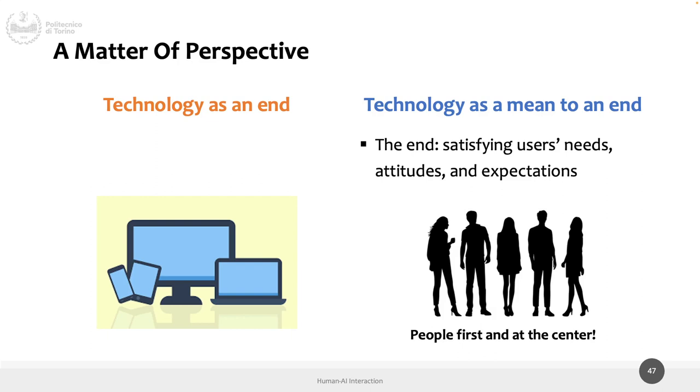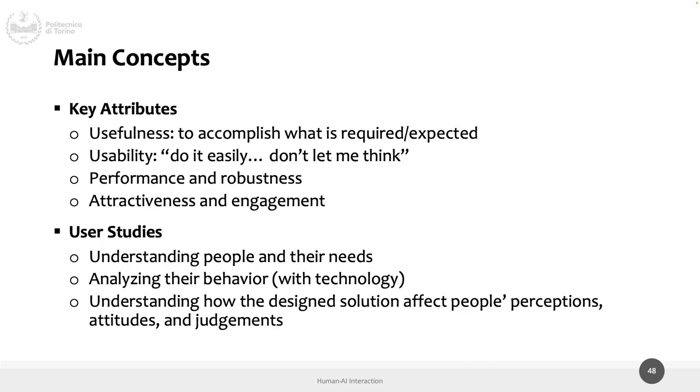And then people can make mistakes anyway, but the first check is whether the system is designed properly and is communicating properly or not. So there are some main concepts that we can just keep in mind. One is clearly usefulness. So to be able to accomplish what is required, expected. One is usability, that in very short terms is to do it easily and without thinking too much on what I'm doing.